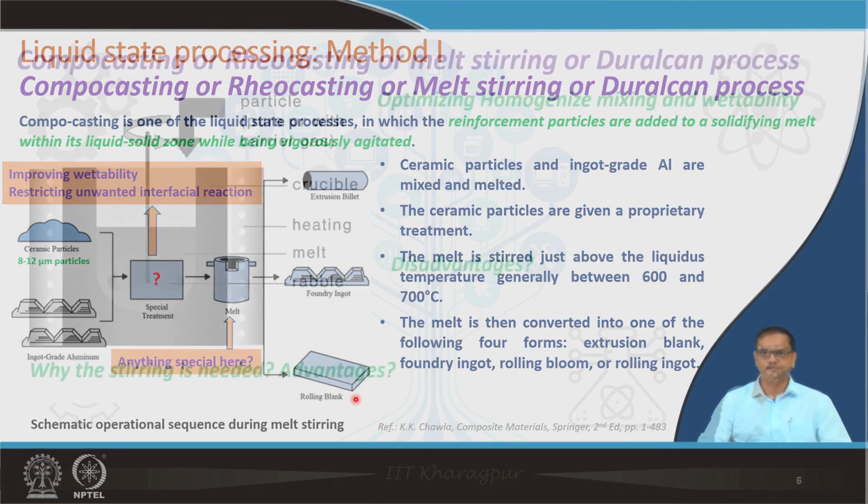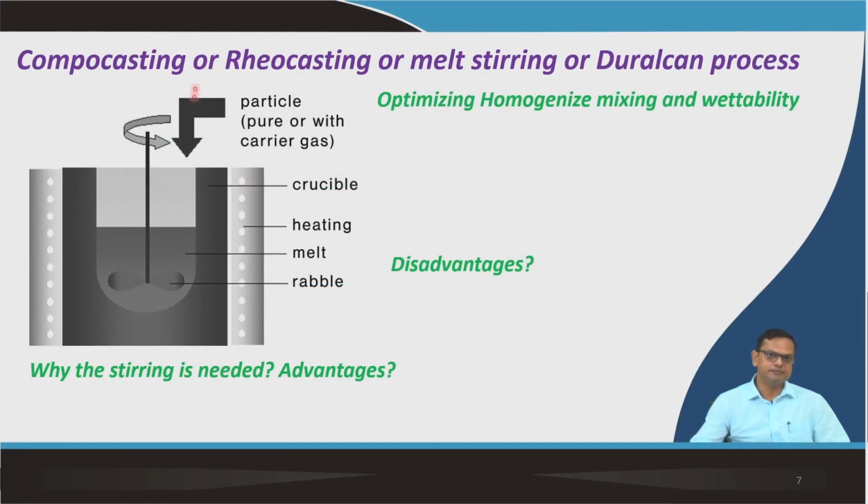If you look closely at the stirring process, what you see here is the melt zone or chamber, and in this chamber there are heating elements which heat the metal matrix to a temperature higher than its melting point. So, some amount of superheat is added here, and then the ceramic particles are added and it is stirred vigorously. Now, why is this stirring needed, and what are the advantages?